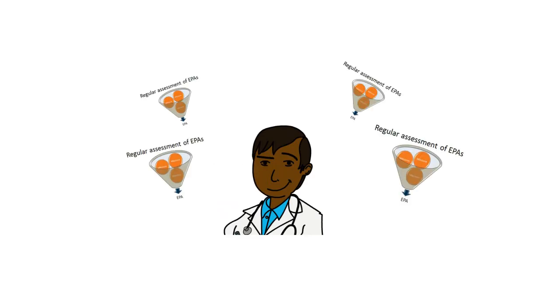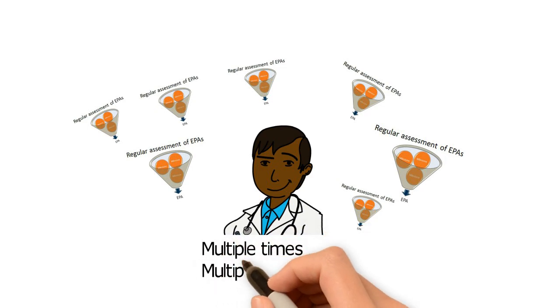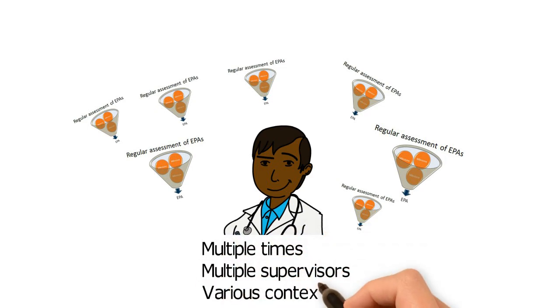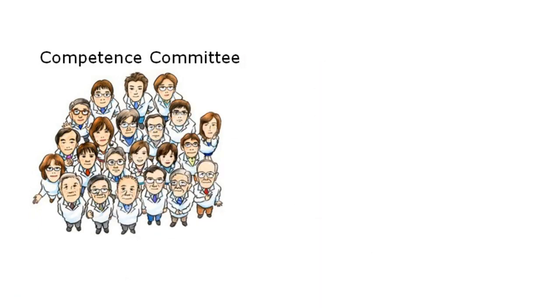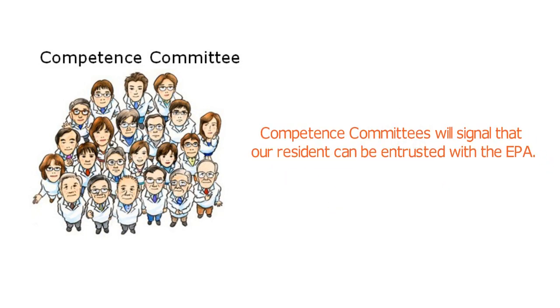As residents like Salim progress through training, they will be observed multiple times by multiple supervisors in a variety of contexts. Each assessment of a learner will be one of many. The documented assessments for each learner, along with other performance reports, will be reviewed regularly by a competence committee. When the competence committee has sufficient information, they will signal that the resident can be entrusted with the EPA.